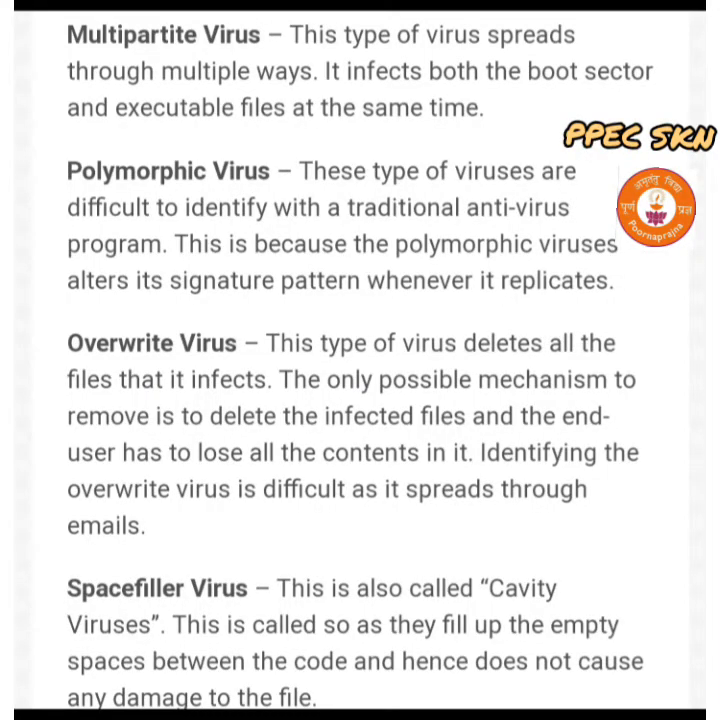The next virus, from the name itself you can identify, spreads through multiple ways. It infects both the boot sector and executable files at the same time. Next is the polymorphic virus. These types of viruses are very difficult to identify with a traditional antivirus program. This is because the polymorphic virus alters its signature pattern whenever it replicates. So this is a very dangerous type of virus. We can't remove it with our antivirus software.